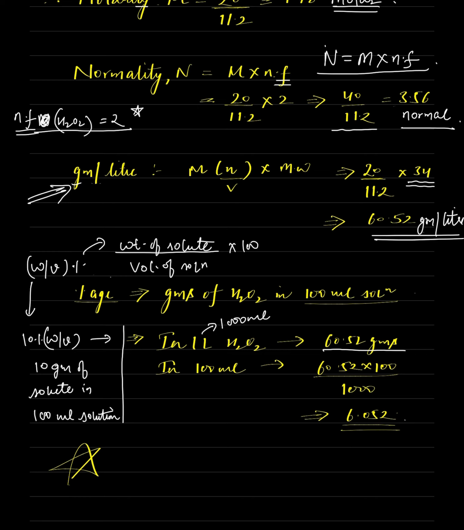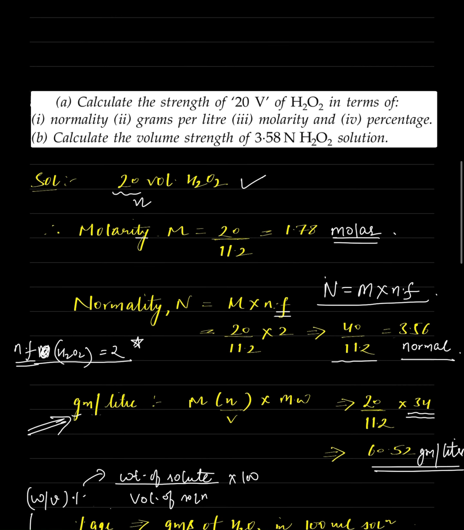So in 1000 ml we have 60.52 grams of H2O2. Then in 100 ml how much do we have? It will be 60.52 into 100 divided by 1000. So it will be 6.052, right? So 6.052 is the weight by volume percentage. It will be weight by volume strength, we can say, or weight by volume percentage of H2O2. So this is how we can easily find all 4 questions asked in part A of the question.